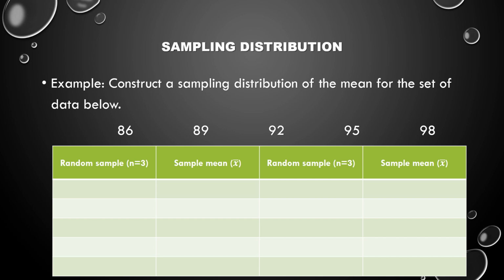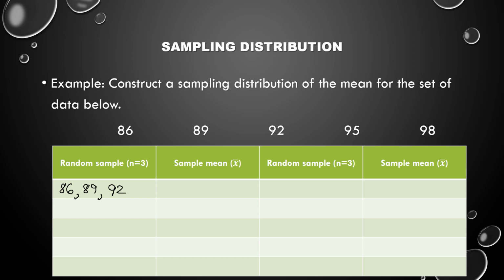How to choose our samples is simply starting with our first number. This time we are going to have no repetition in our combination for the sample, and we are arranging this one in increasing order. So we'll start with 86. From 86, you can choose the next number as 89, and the next number will be 92.